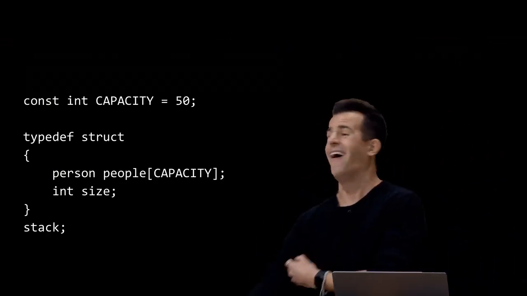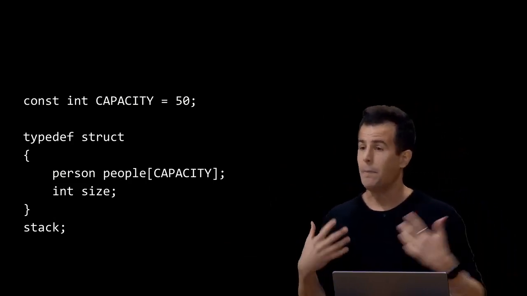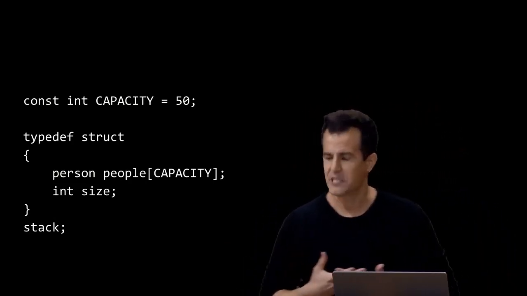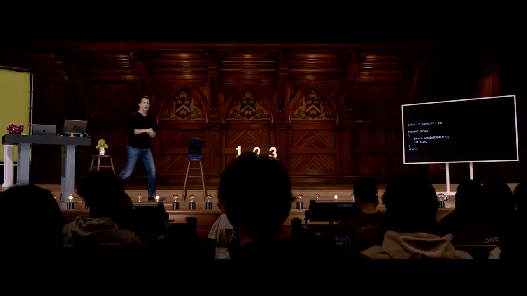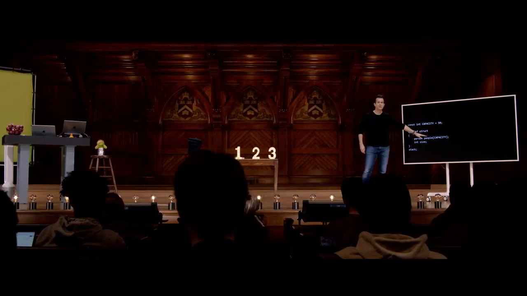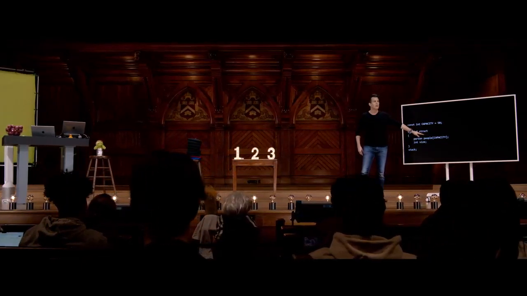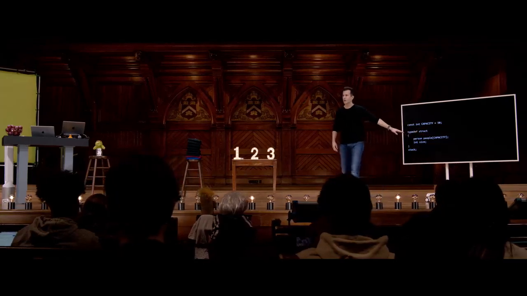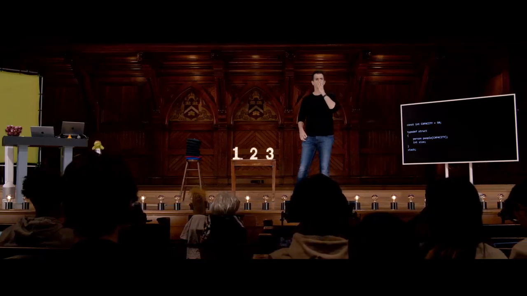I might just define a const somewhere else in my code of type int that defines capacity to be 50. But what perhaps is going to be the downside of implementing a stack in this way, using an array inside here? What's a downside of implementing a stack using an array and this size variable within? What's a caveat here, perhaps?